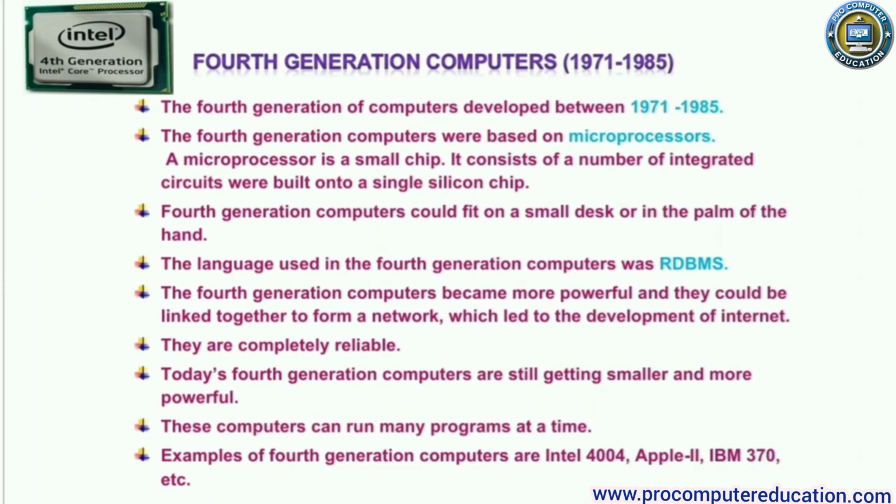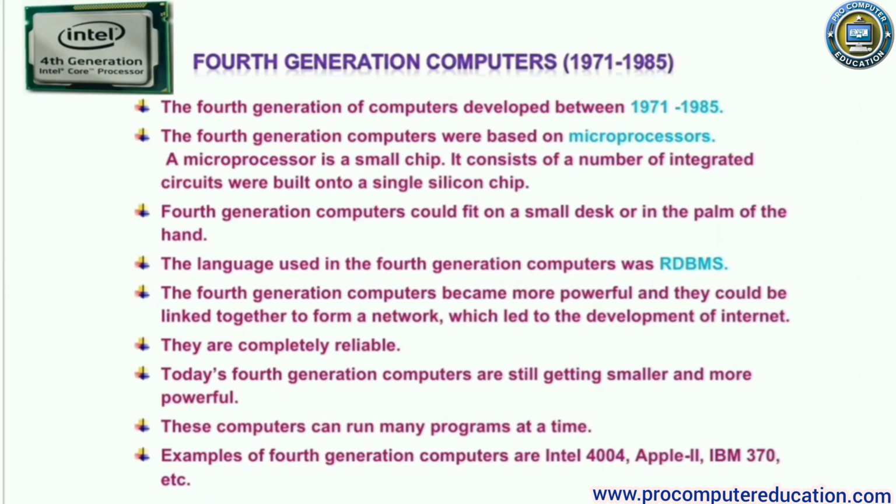The language used in the 4th generation computers was RDBMS. RDBMS stands for Relational Database Management System. The 4th generation computers became more powerful and they could be linked together to form a network, which led to the development of internet. They are completely reliable.